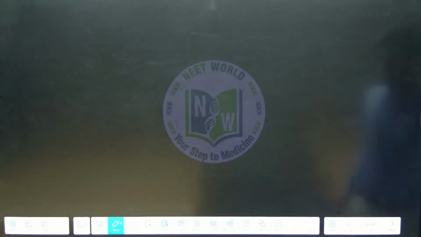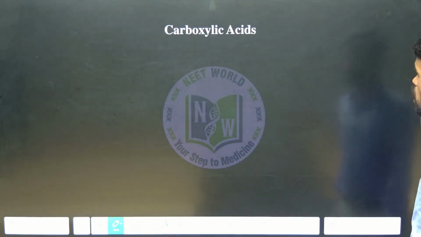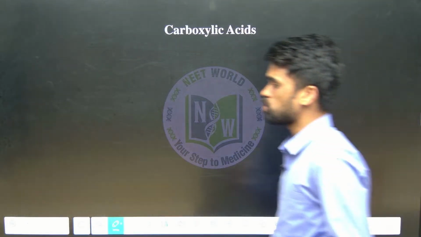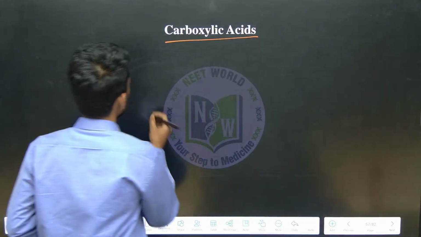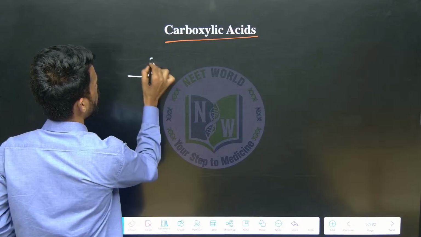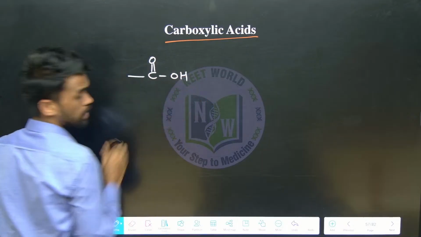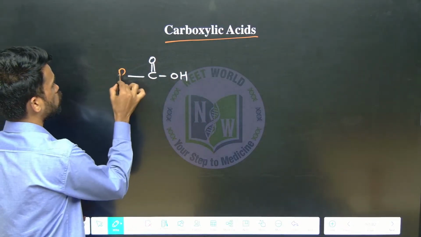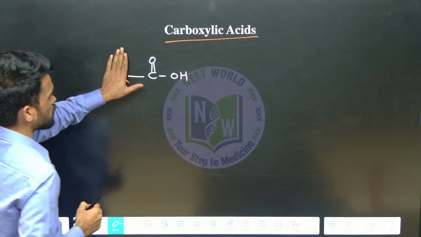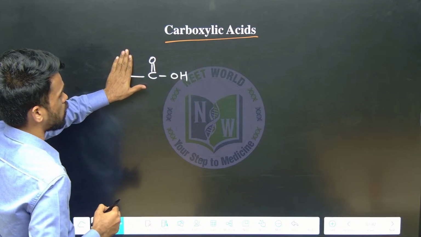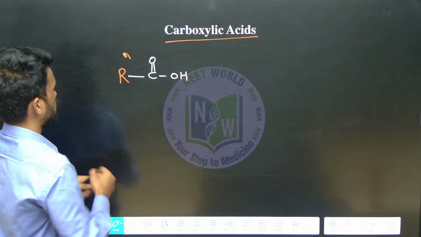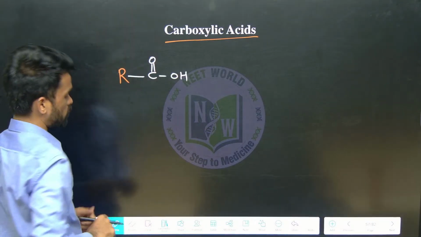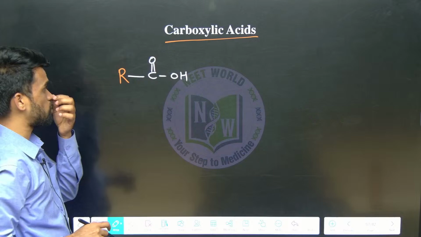Next, carboxylic acid. What is the functional group we have for carboxylic acid? COOH, like this, and there should be one R group. If this functional group is there, then you can say it is a carboxylic acid. Now, how do you write the name of this carboxylic acid?